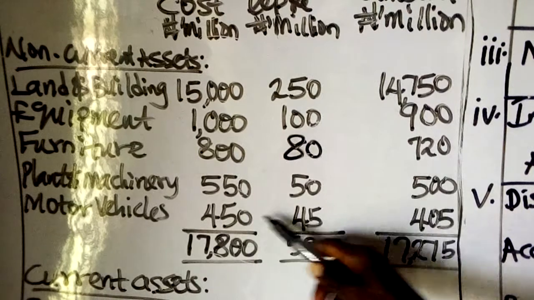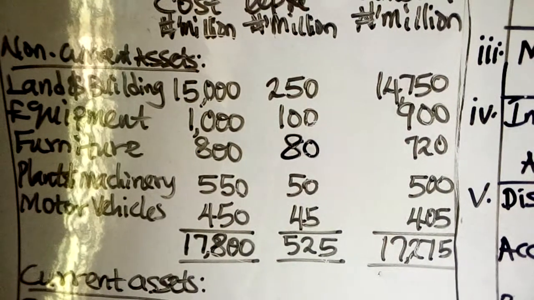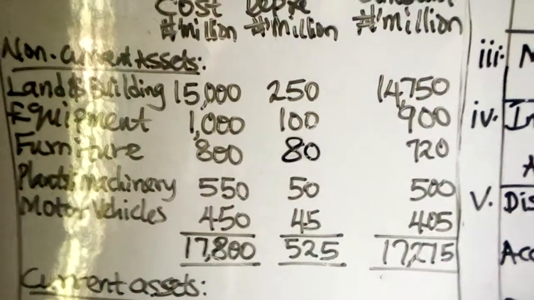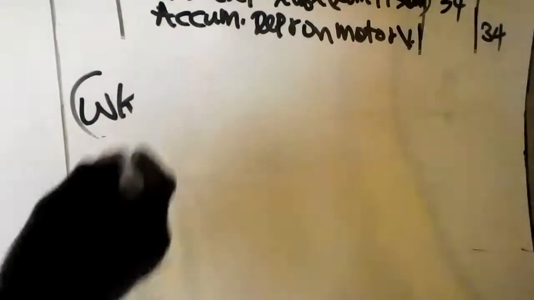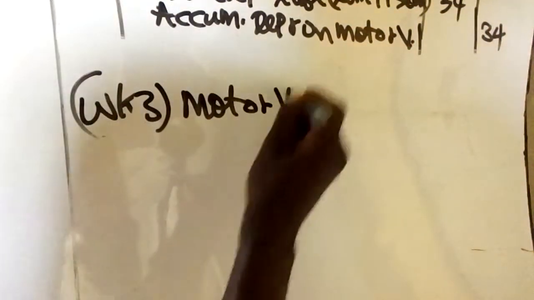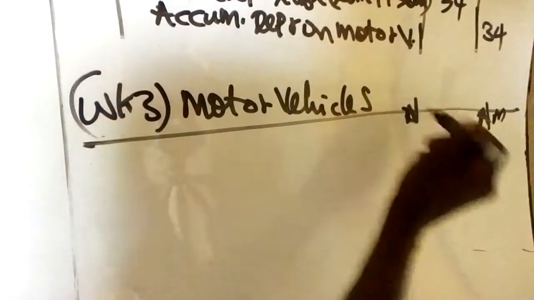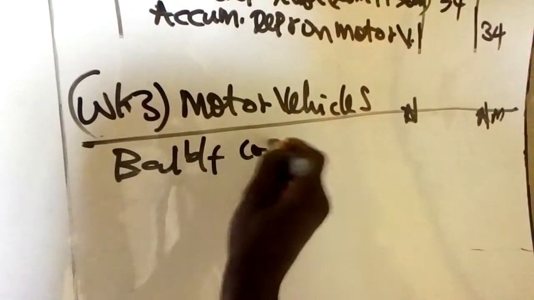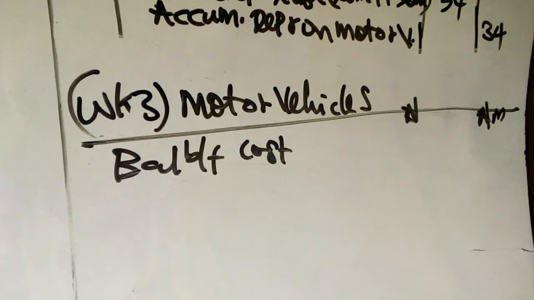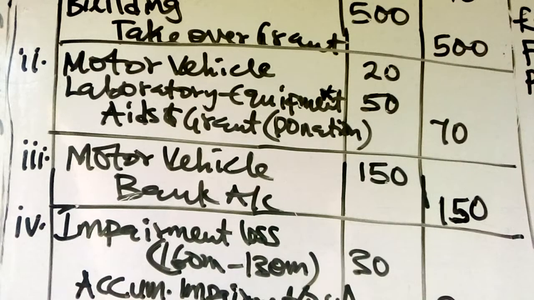Then aside from plant and equipment, the next asset we have is motor vehicles. We have some adjustments on that. So the cost of motor vehicles is 450. That is working 3, motor vehicles. Balance brought forward, cost, 450. Then we go through our journal. What are the motor vehicles we have in our journal? From our note 2, we have motor vehicles of 20 million. Then note 3, we have 150 million.